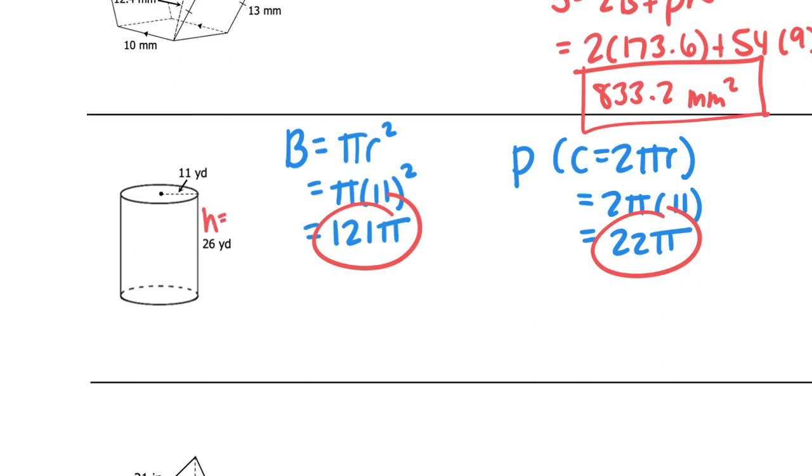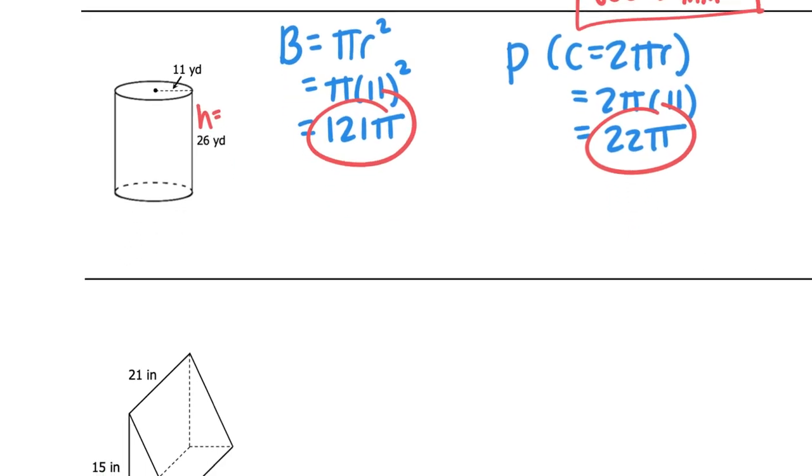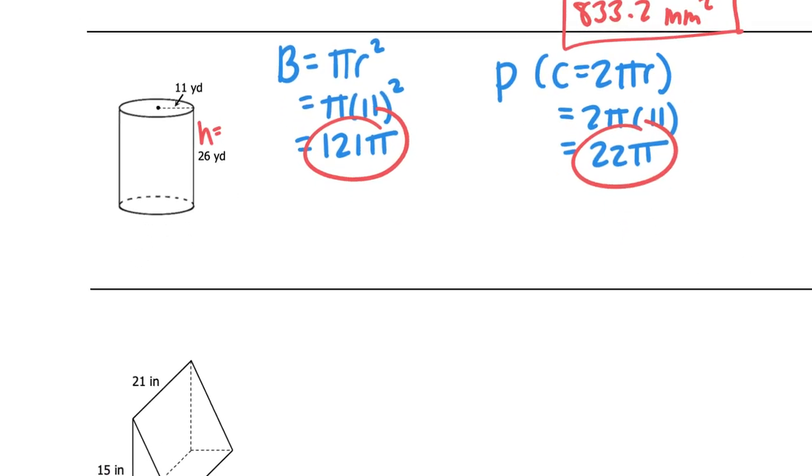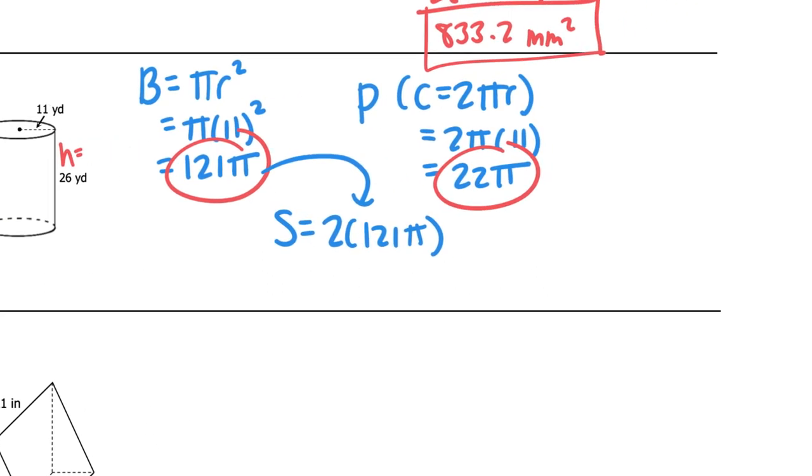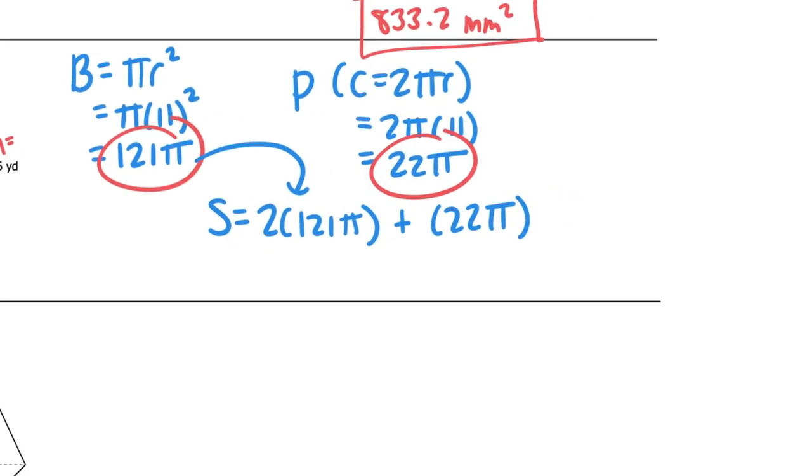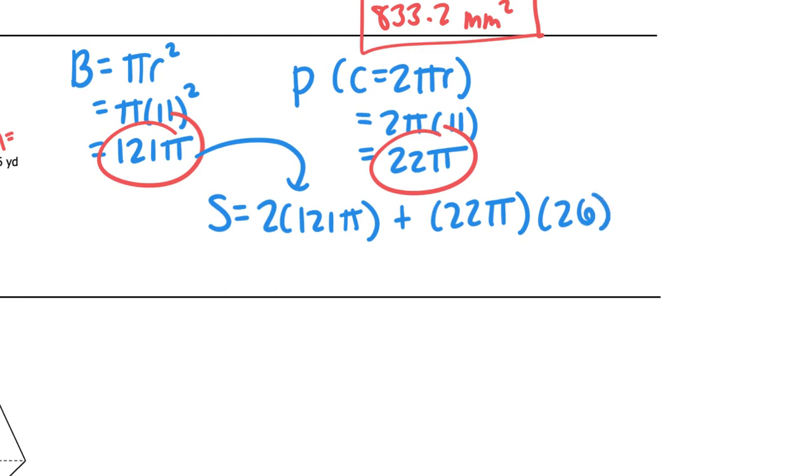So just plug in. Our formula for surface area of a cylinder is the same as surface area of a prism. It's 2 times B. B is 121 pi, or you can leave that pi times 11 squared. That's fine, as long as you type it properly. Plus P times H. H is the height of the prism, which we said was 26. Type that all in the calculator. 2557.3 yards squared on that one.